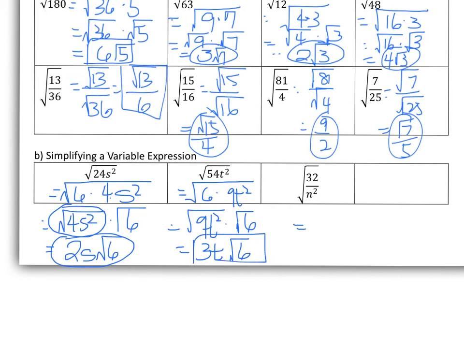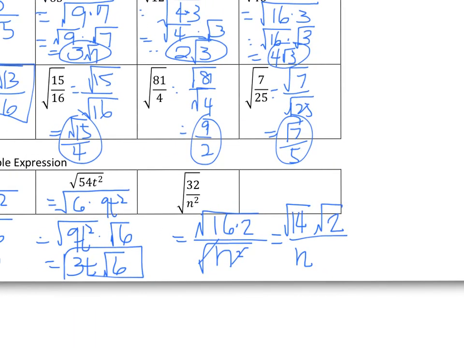And the same thing goes for this one. 16 times 2 over n squared. So radical 16 times radical 2, and radical n squared is just n. So we get 4 radical 2 over n. And that's it.